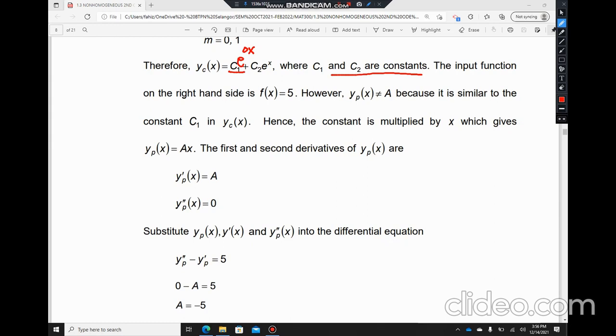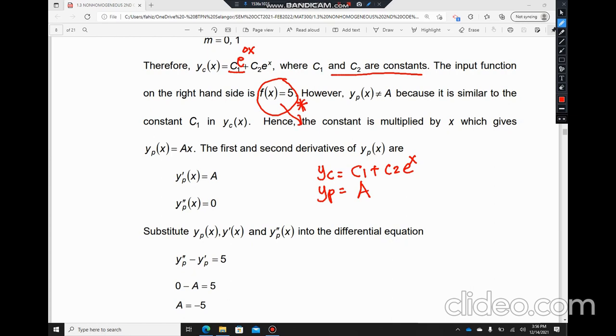So, the first and second derivative of Yp are, okay, so tadi, kita dah tengok pada YC. Okay, your YC is C1 plus C2 e^x. Okay, so bila kita nak ambil YP, since yang sebelah kanan dia f(x) adalah 5, so kita ambil cuma A, sebab dia constant kan. So this one, since this one is a constant, so cara pemilihan YP dia adalah constant. So you just put A.